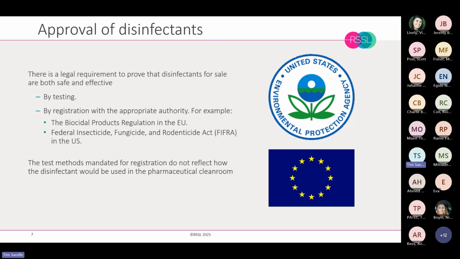So, for example, to sell a disinfectant within the European Union, it needs to meet the Biocidal Products Regulation. And similarly, in the US, it would need to meet the Federal Insecticide, Fungicide, and Rodenticide Act as well.